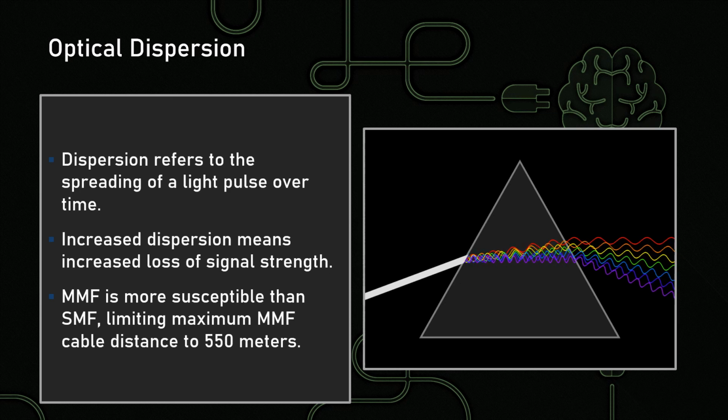Now, multi-mode fiber is more susceptible because of the thicker core. If we have a well-collimated stream of laser energy and we have a very thin channel in which to operate, as single mode does, there's not as much opportunity for dispersion.